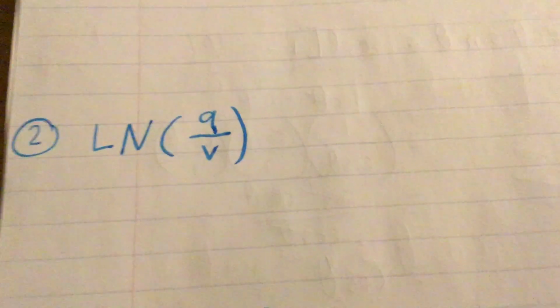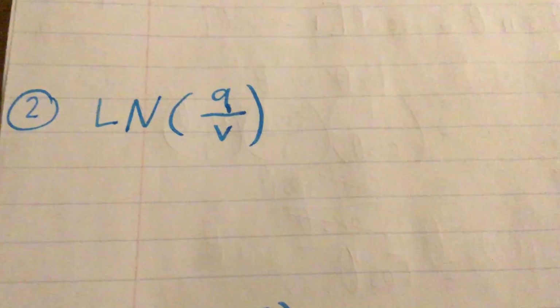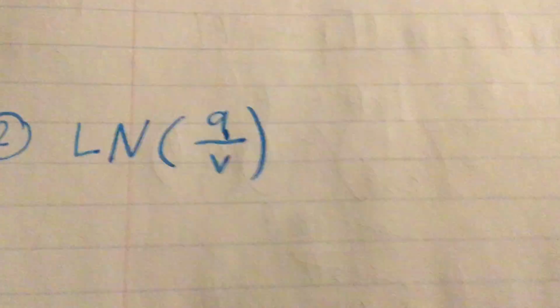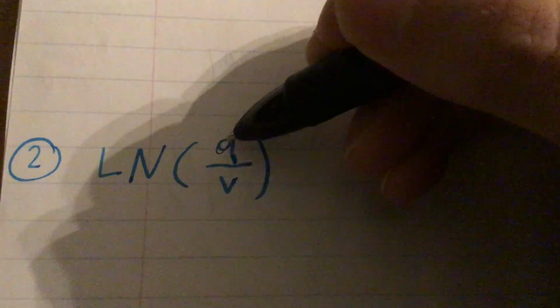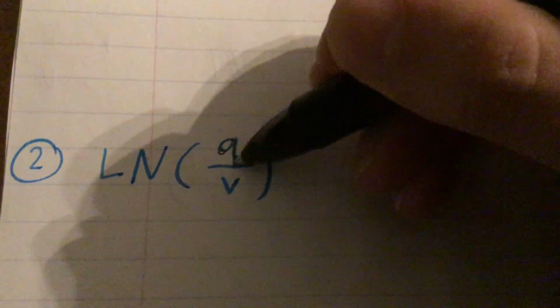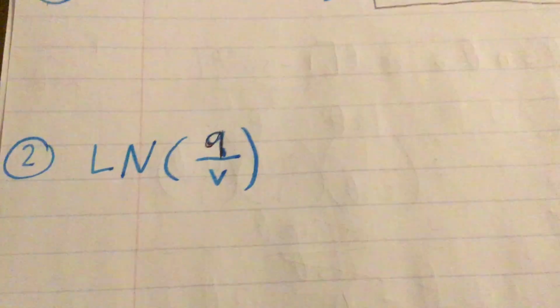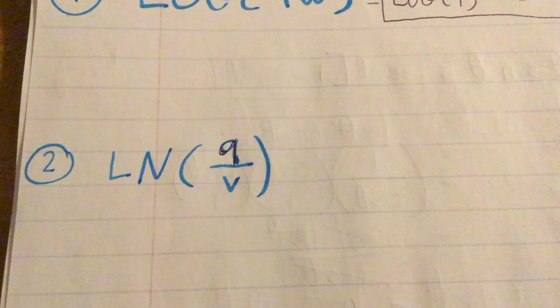Moving on to problem number 2. The natural log of 9 over v. That should be a 9. I know it looks like a q, but for the sake of argument, let me just straighten that tail out a little bit. Okay, the natural log of 9 over v.